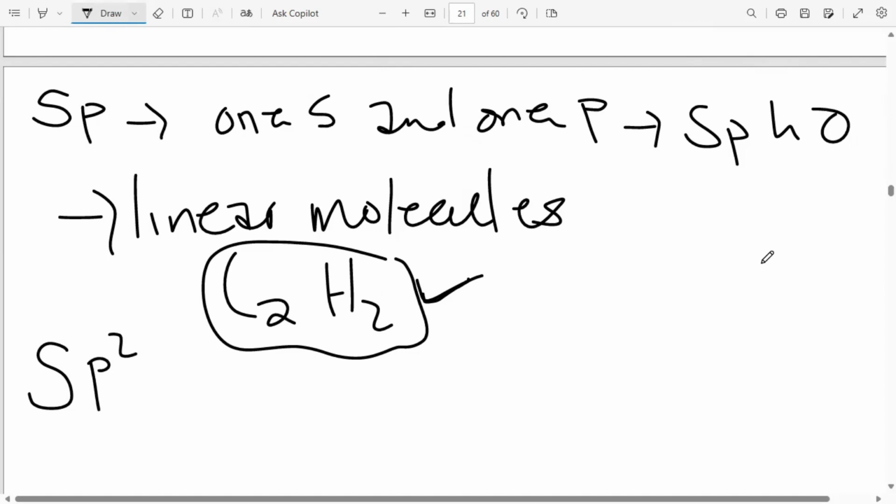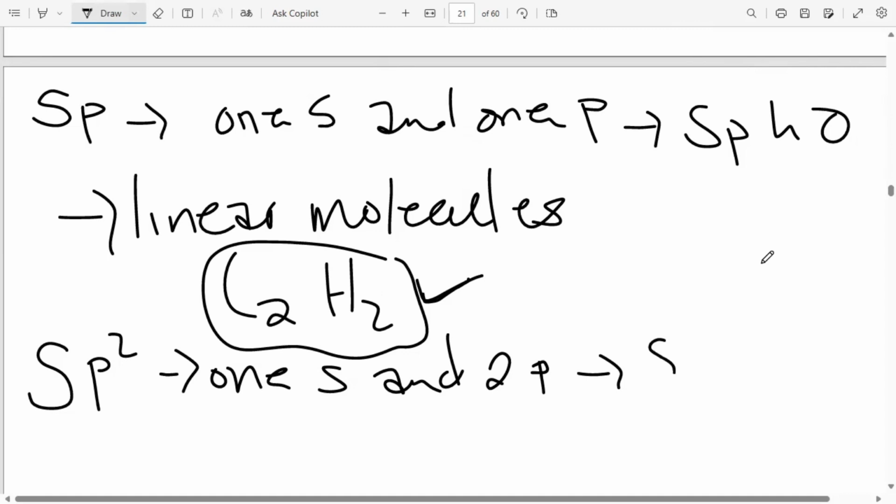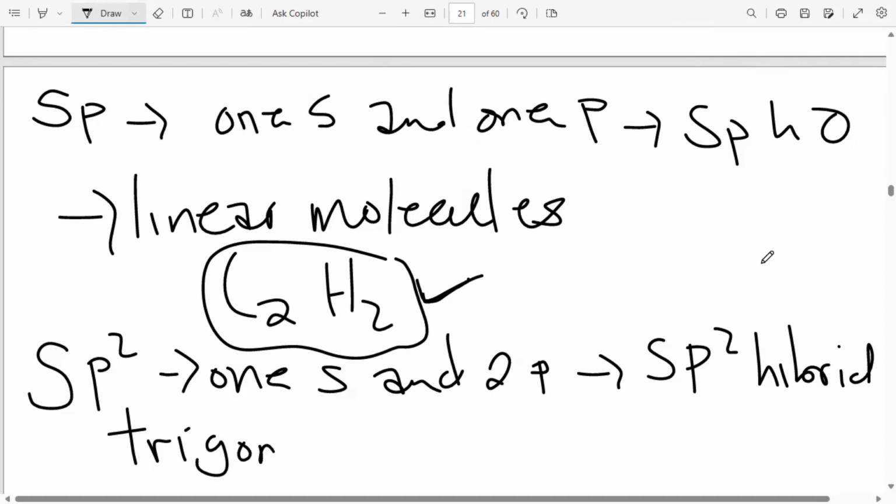You can also find sp2 hybridization, which involves one s orbital and two p orbitals to form sp2 hybridized orbitals like this. I keep on saying sp3, I don't know why, but it's sp2 hybrid orbitals. And when you have this type of hybridization, you're going to notice that the molecule you have between the bonding atoms will be what we call trigonal planar, like that.